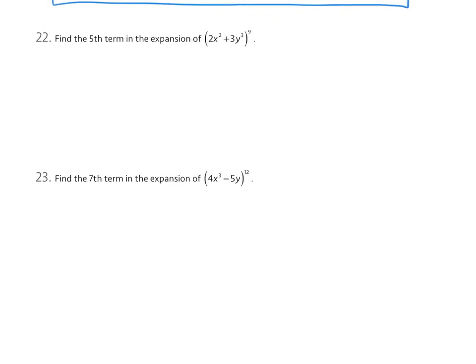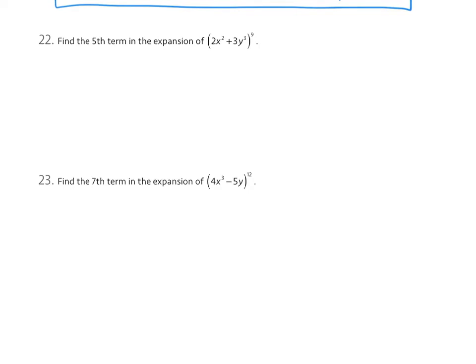Okay, let's look at number 22. Find the fifth term in the expansion of 2x squared plus 3y cubed raised to the 9th power. We're looking for the fifth term, so let's look at the progression in the terms if we were to write them out. The first one would be the 2x squared to the 9th, and then 3y cubed to the 0. So we don't really include that one because it would be 1. And then after that, the second term would be 2x squared to the 8th, and then 7th, 6th, 5th. 1, 2, 3, 4, 5.